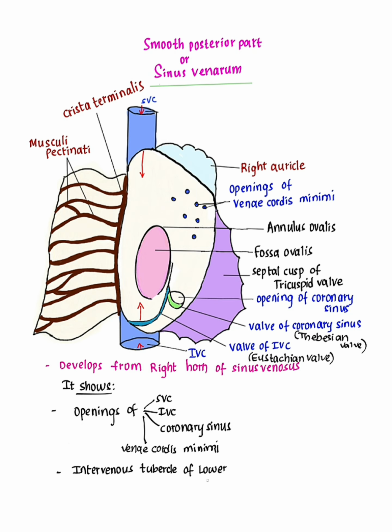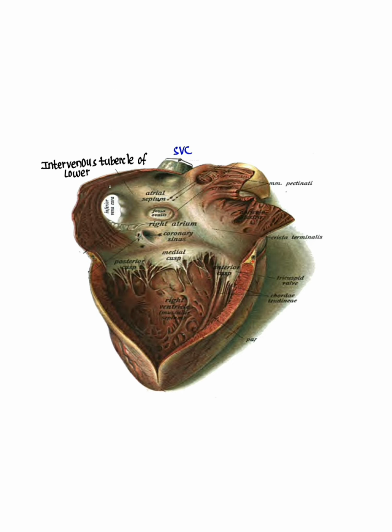Intervenous tubercle of Lower. Intervenous tubercle of Lower is a very small projection, scarcely visible. It is present on the posterior wall just below superior vena cava opening. During embryonic life, it guides the superior vena cava blood to right ventricle.